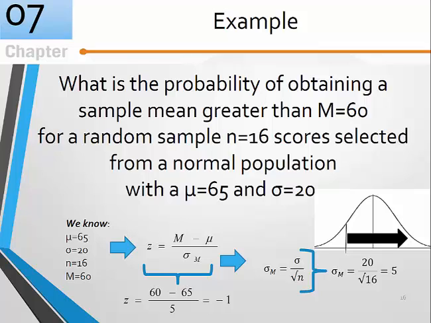Now we can find the probability of obtaining a sample mean greater than 60. For this we need the unit normal table again. We look up a z-score of -1, and since we are going in this direction, we can see that it's in the body. So the probability of obtaining a sample mean greater than 60 is 0.8413.